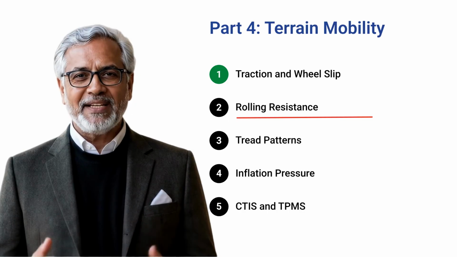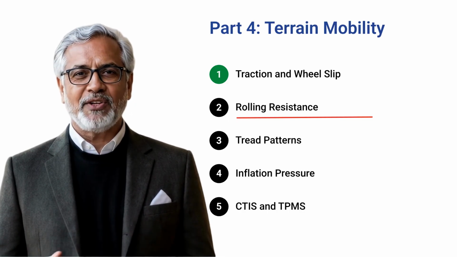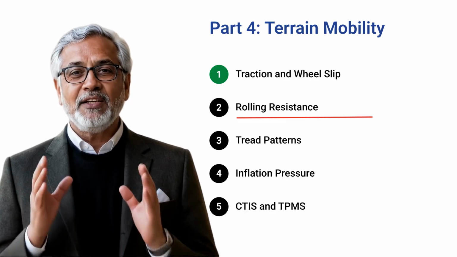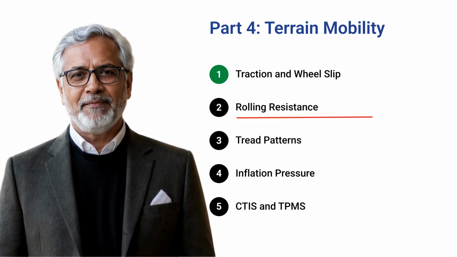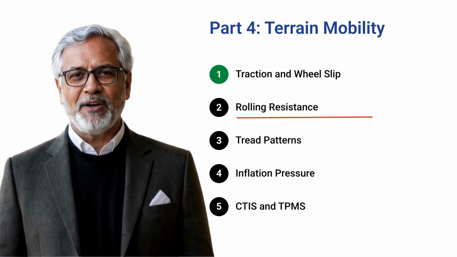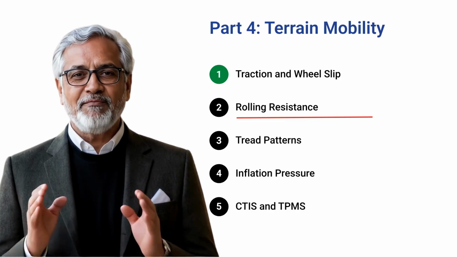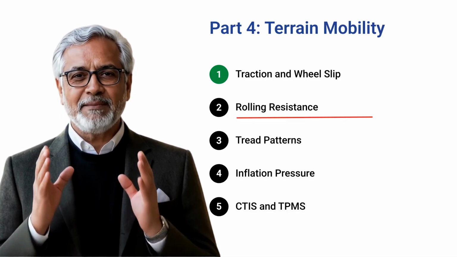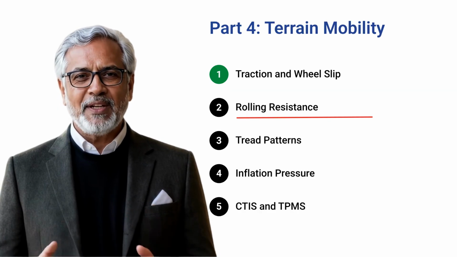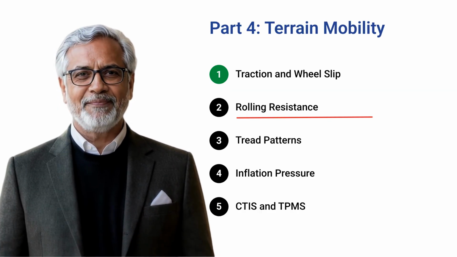We have now completed traction and wheel slip and understood how tyre torque is converted into useful forward motion. Next, let us look at rolling resistance, the force that opposes vehicle movement and directly influences power demand, efficiency, speed, and operating range.